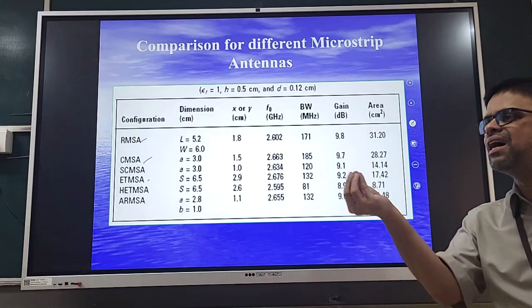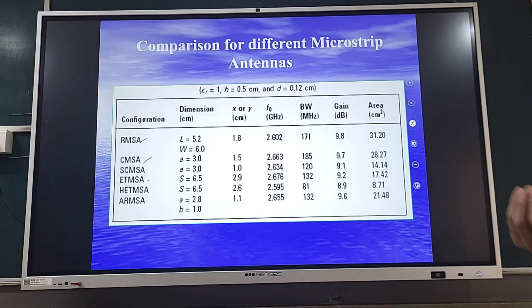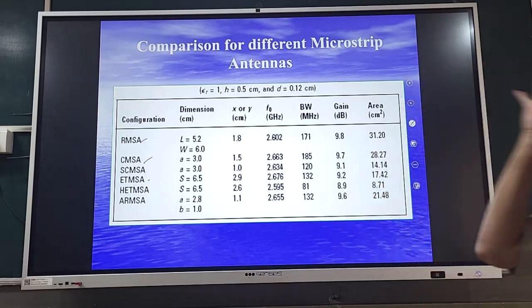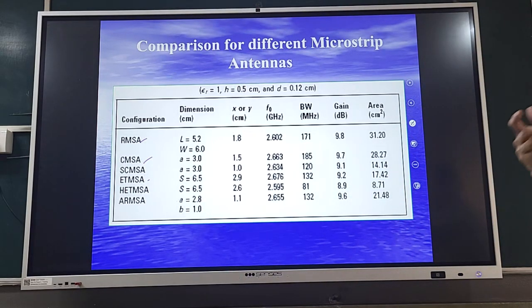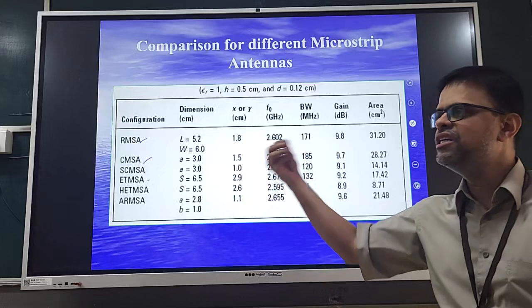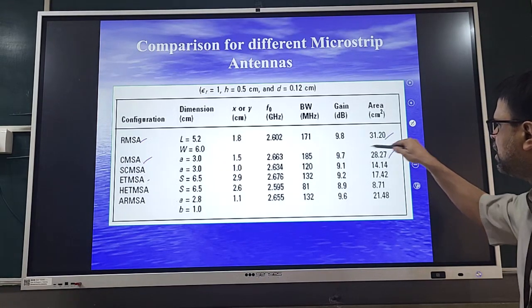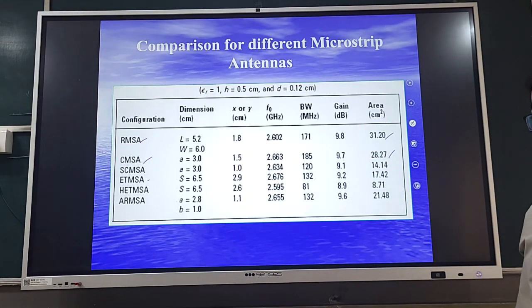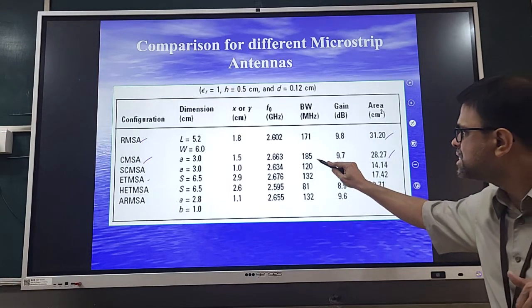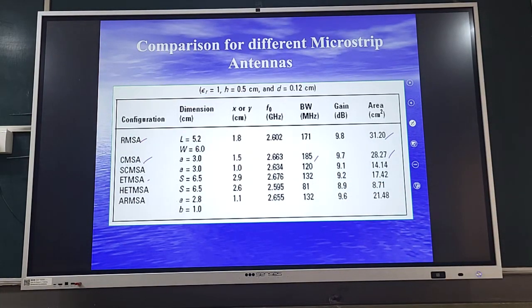Why? Because the area of the RMSA comes out to be larger in comparison to CMSA and ETMSA. So the gain is more, because as per the equation 4 pi AE by lambda square, AE is more in case of RMSA. RMSA gain is bound to be larger. Next point is, in fact you can see it over here, the area is more in case of RMSA. The bandwidth offered by CMSA, remember, is always optimum. Later on also when you do broadband designs, bandwidth offered by CMSA is more. Against that, the gain in RMSA is more.